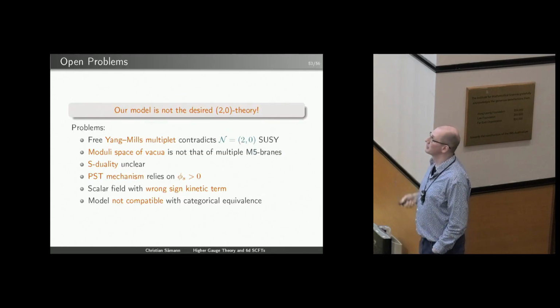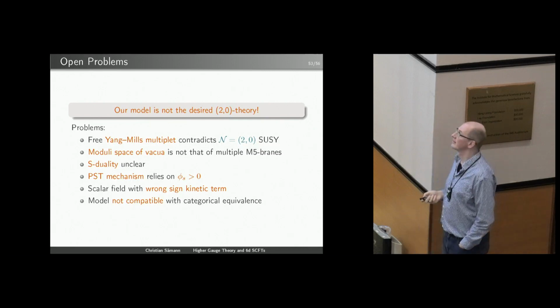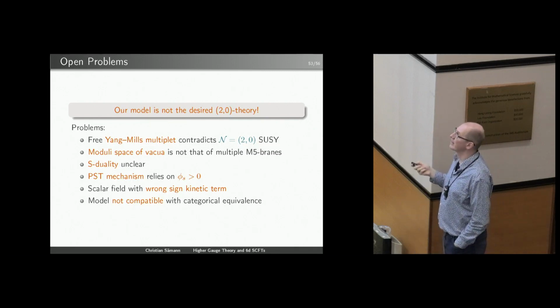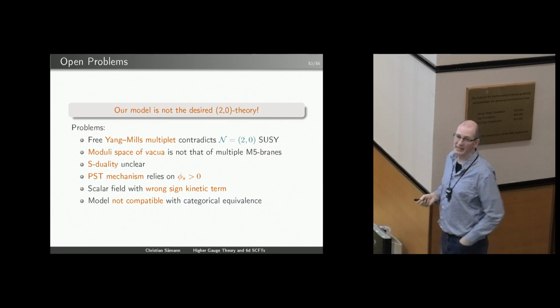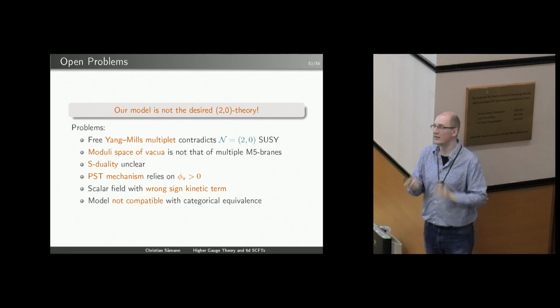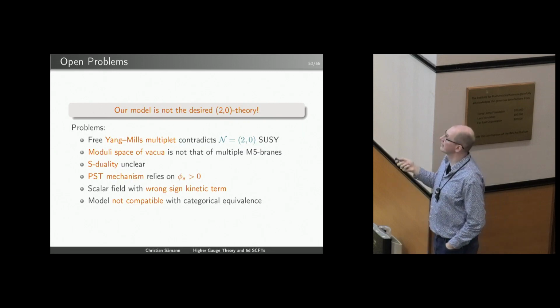Our model is most certainly not the desired 2-0 theory, and clear pointers are that the free Yang-Mills multiplet contradicts 2-0 supersymmetry. The moduli space of vacua is not that of multiple M5 branes. We don't know how S duality works. The PST mechanism relies on phi S being larger than 0. Phi S equals 0 is exactly when the M5 branes are on top of each other. So there we see that the 2-0 theory is most likely hard.